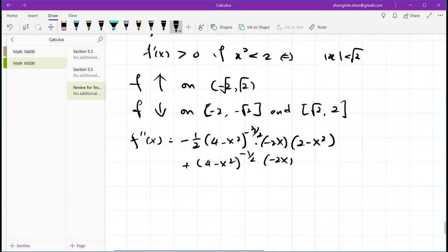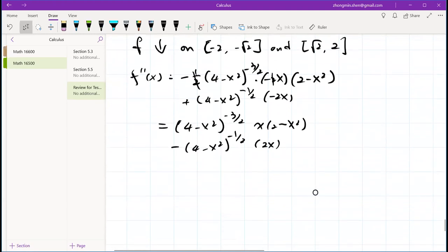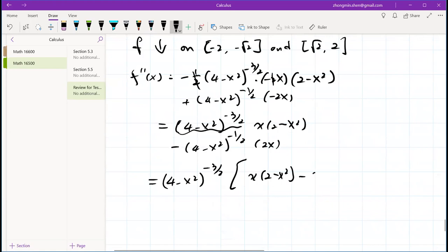Okay, we have to simplify it. So these 2 cancel out. I get positive here, right? 4 minus x squared to the negative 3 over 2, x. And the second term is actually negative, it's 2x. So I should take something out. The lowest power should be taken out, and also I should take out the x because x is a common factor. Then 4 minus x squared to the negative 3 over 2, and x, times 2 minus x squared, minus 2x.